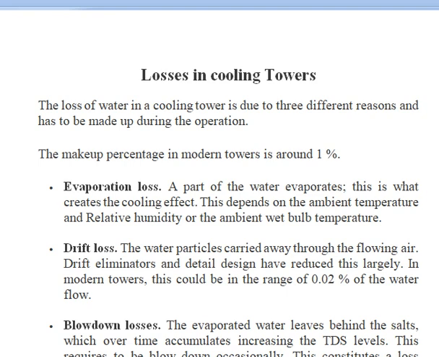So what is discussed first? A part of the water evaporates. This is what creates the cooling effect. This depends on the ambient temperature, relative humidity, or ambient wet bulb temperature. The evaporation loss is mainly dependent upon the ambient temperature, the ambient wet bulb temperature, and the relative humidity.